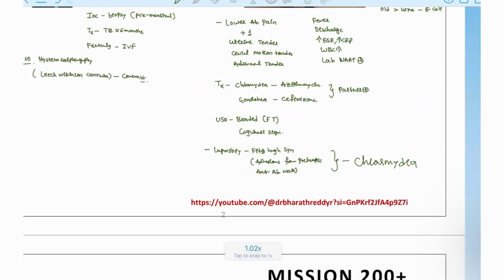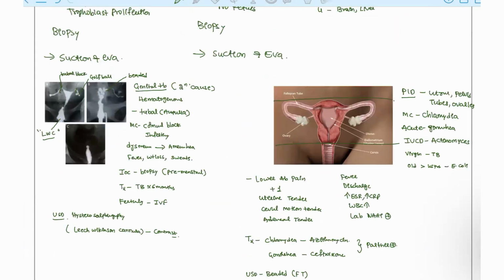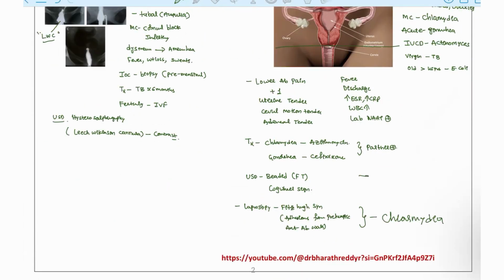Okay, and the common risk factor for PID is multiple partners. Multiple partners will be the most common cause. Also, one other thing you have to remember: the investigation of choice for this is laparoscopy.